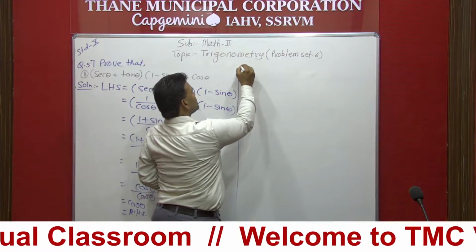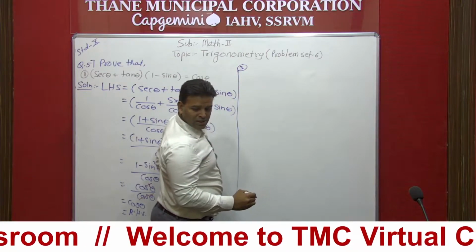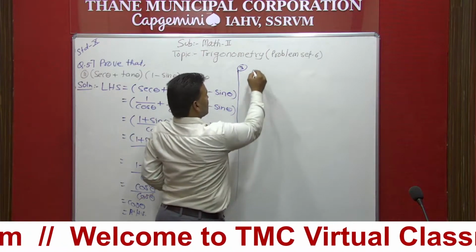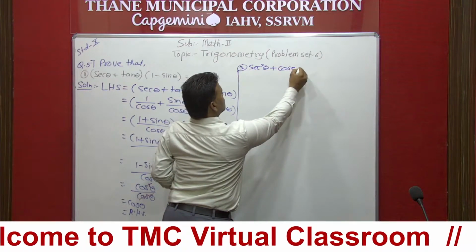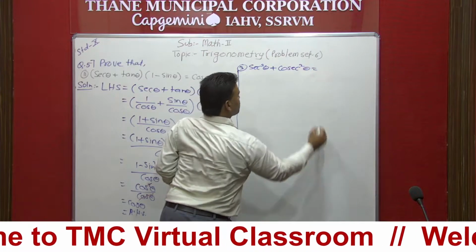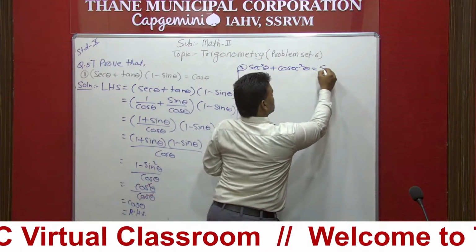Third question is sec square theta plus cosec square theta is equal to sec square theta into cosec square theta.